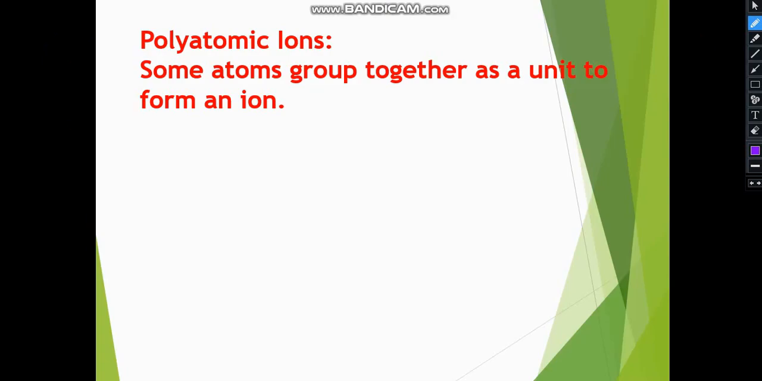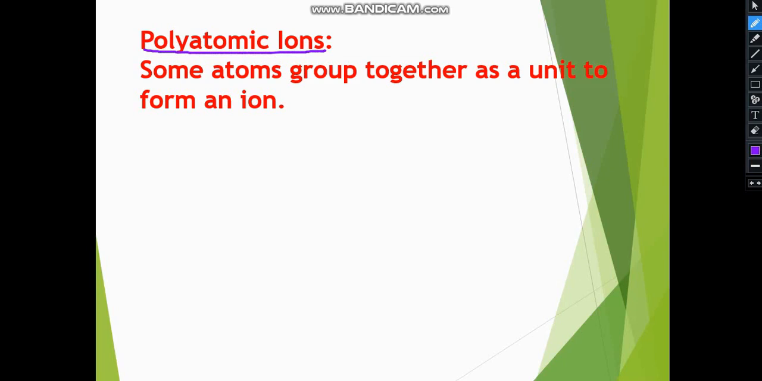First kind of ions we are looking at in this video is the polyatomic ions. So how do you write a name, or how do you know when a polyatomic ion is in your question? So what are polyatomic ions basically? This is where 2 or more atoms group together and they form one single unit of charge.